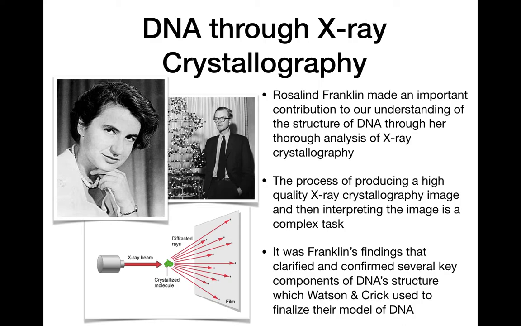So Franklin's findings and her hard work confirmed several key components of the structure, which Watson and Crick were able to use as the missing piece of the puzzle for their model. They used that to figure out the overall structure, and they finalized their model based on her data.